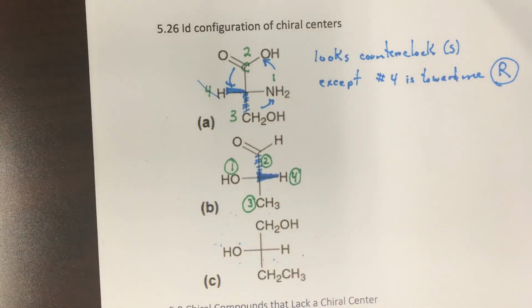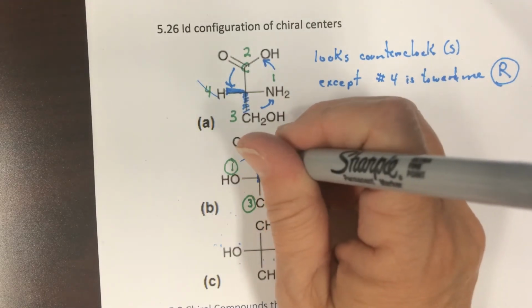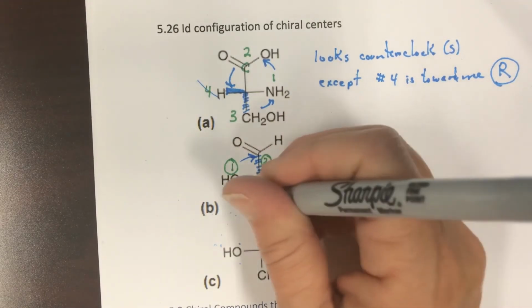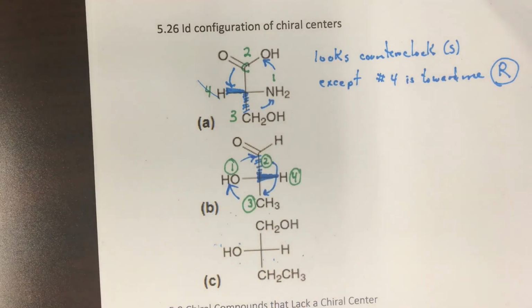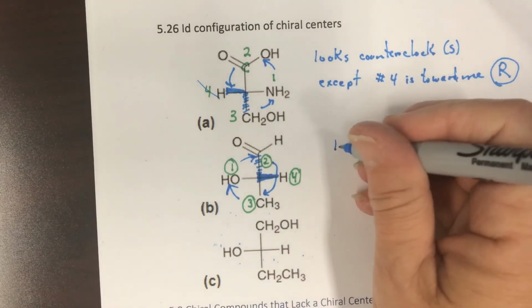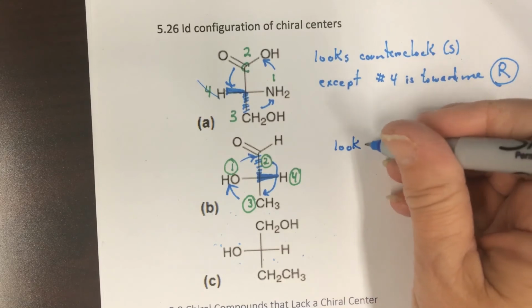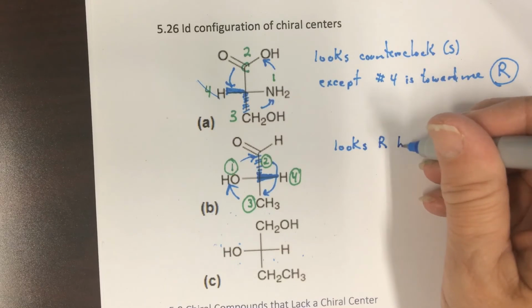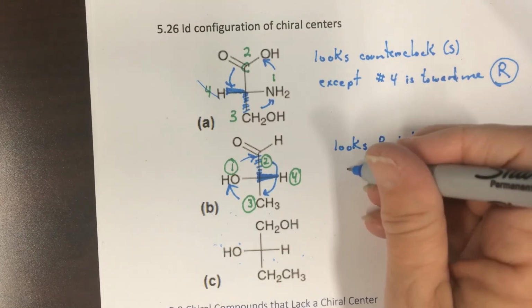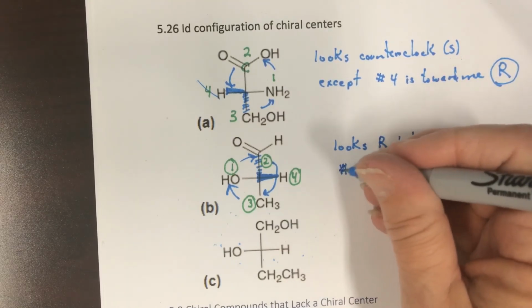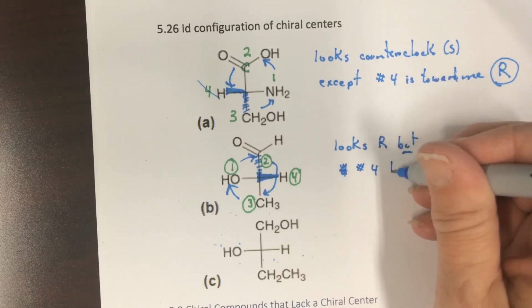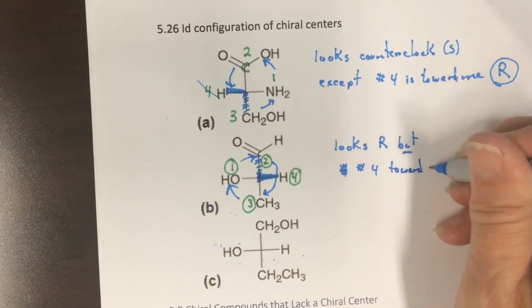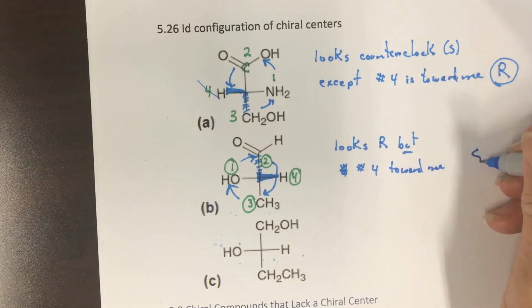So I've got the same situation. I've got the number 4 group toward me. I can look to see which direction we're going, and we're going in a clockwise direction. So I'm going to write the same thing as I did before. It looks like it's an R, but that hydrogen, number 4, is toward me, so it's really an S.